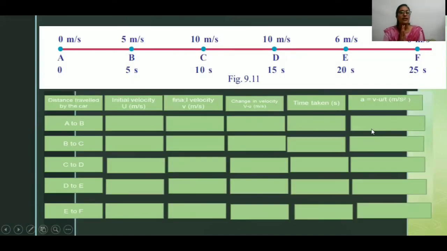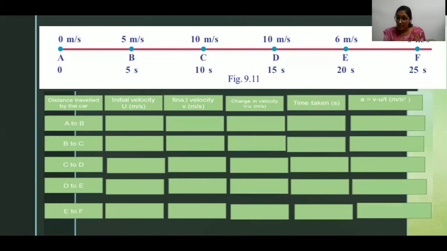Now we can calculate the acceleration. This is an example. Suppose a body moves from A to F. There are different points in between them, B, C, D, and E. Now let's look at how to find the acceleration of a body. First case, a car moves from A to B. What is the initial velocity? The initial velocity is 0 meter per second. What is the final velocity? The velocity at point B is 5 meter per second. So the final velocity is 5 meter per second.